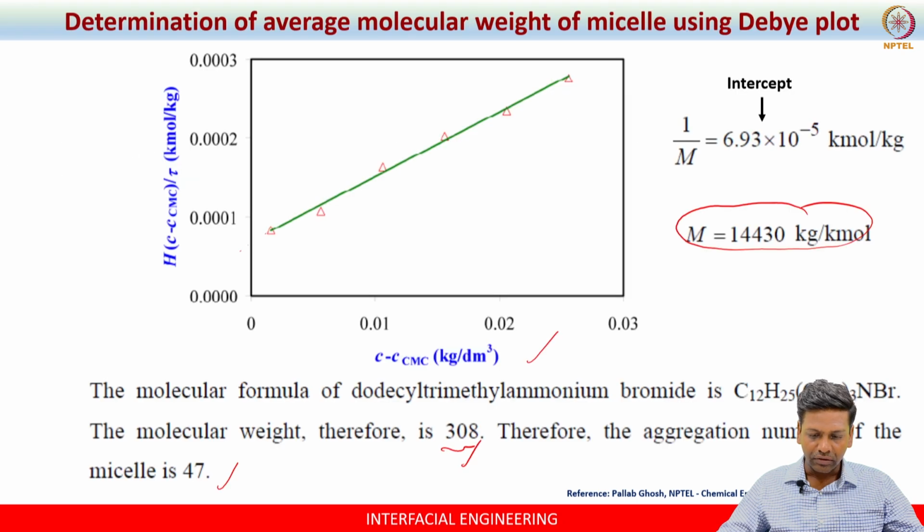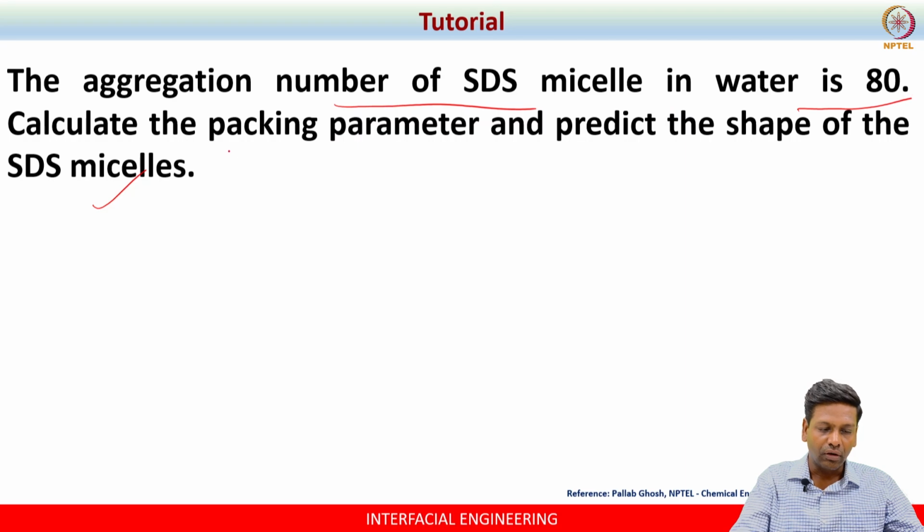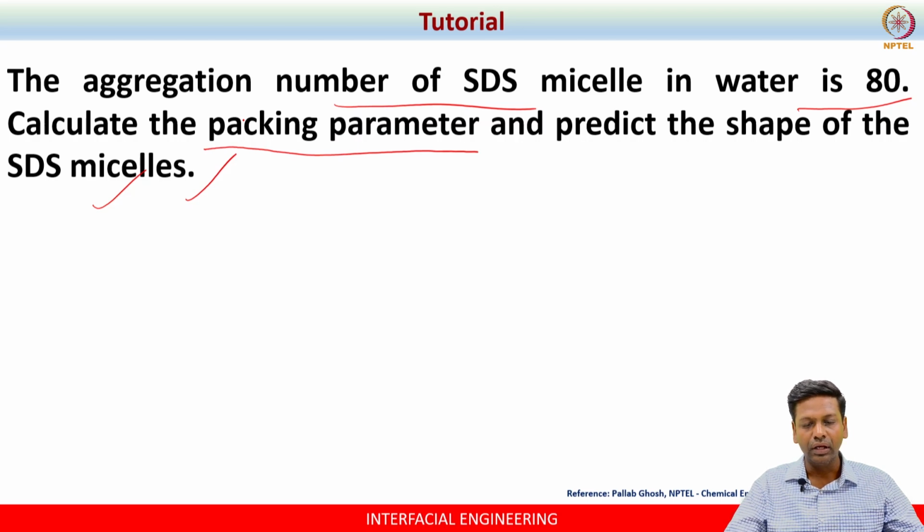So now based on this information, we can try to do this tutorial. We can try to solve this problem. In this exercise, what is being asked is, the aggregation number of this SDS micelle is given. Now you have to calculate the packing parameter and predict the shape of the SDS micelles. In this case, shape is not given.